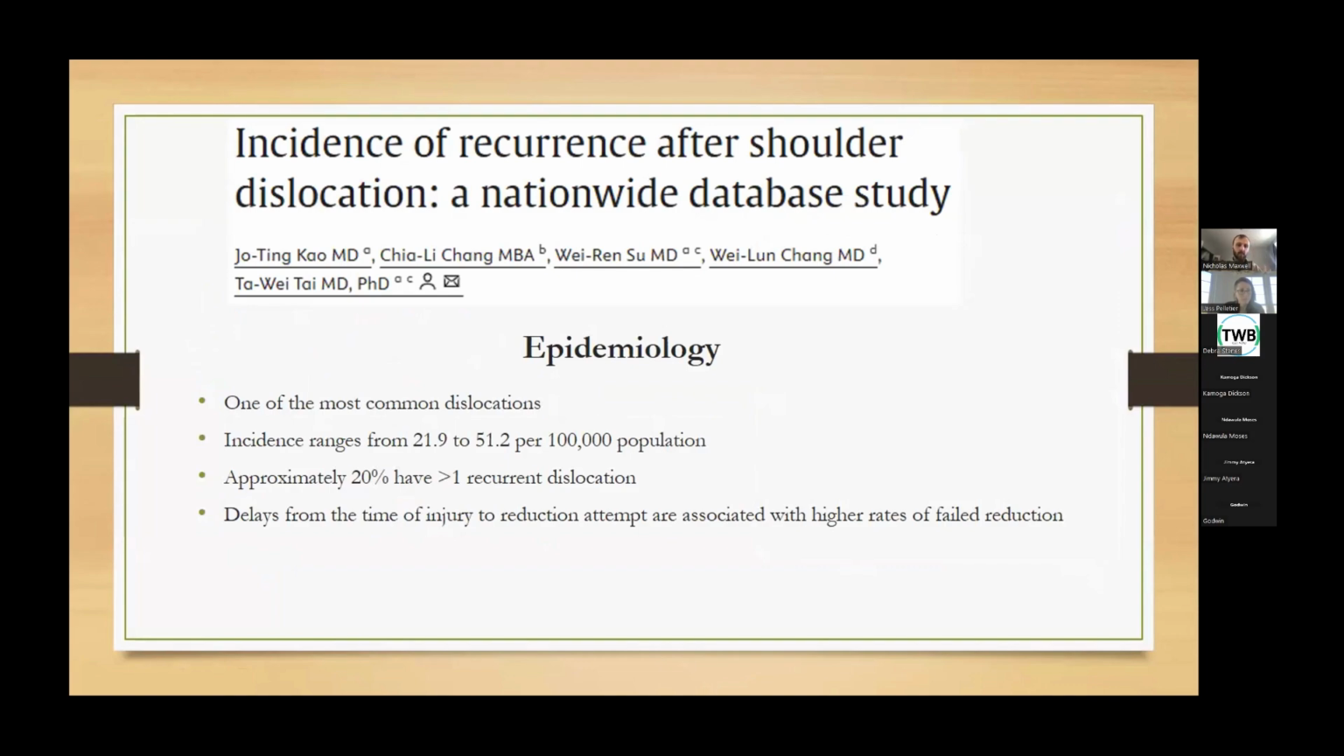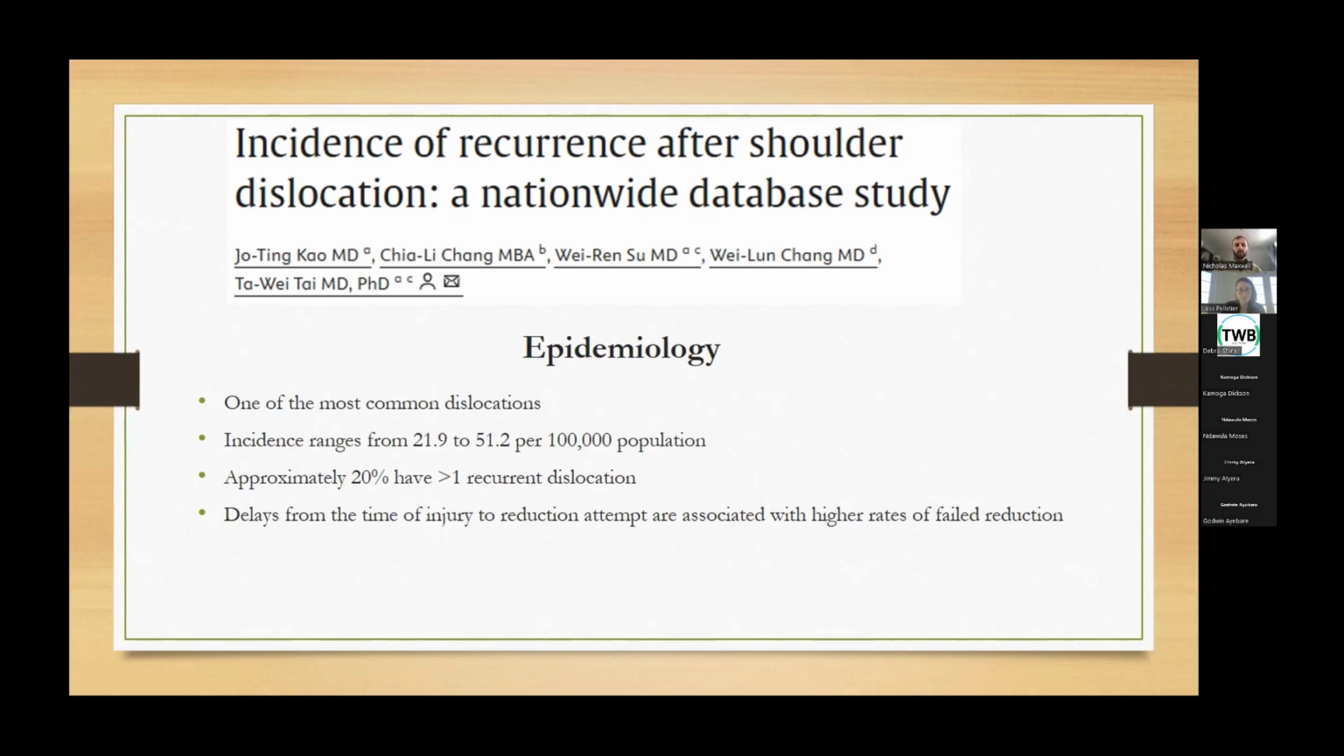So epidemiology-wise, shoulder dislocations are quite a common emergency, and on a global scale, they happen in about 21 to 51 per 1,000 population. So this is global data. It may not really represent what happens in the local setting because there's really limited data that highlights these incidences. But as you can see, it's quite a common emergency that anyone can experience on that shift in the emergency department.